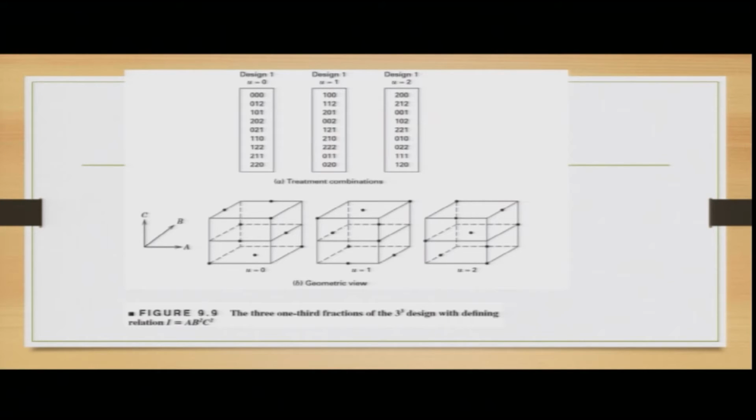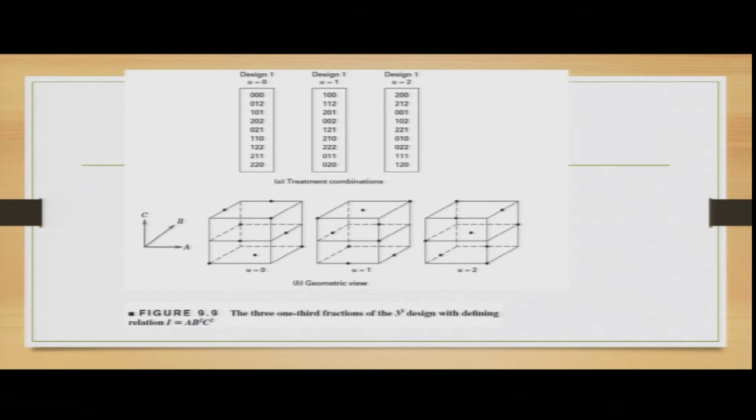So, you had basically 3 blocks. Each block, if you remember, would have treatment combinations: one would be 0 0 0, which is at the lowest level for ABC, that is low low low. Then you have 0 1 2, 1 0 1, 2 0 2, 2 1 0, 1 1 0, 1 2 2, 2 1 1 and 2 2 0. So, 2 2 0, obviously I am only mentioning the first and the last one.